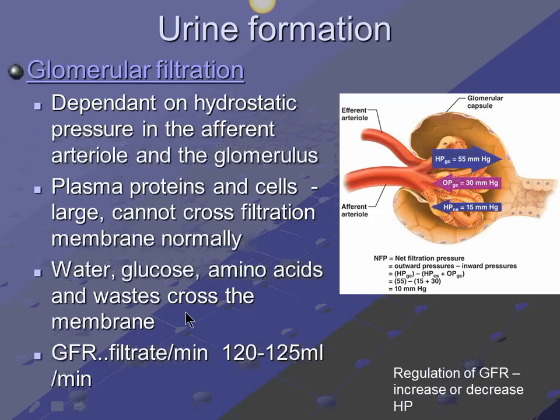So let's look at the first step of urine formation, which is glomerular filtration. So this, as we said, occurs in the glomerulus and passes through the filtration membrane. And here you can see the filtration membrane. So this is the visceral layer, and this visceral layer has these cells which are known as podocytes. And then we have the capillary endothelium and the fused basement membrane.